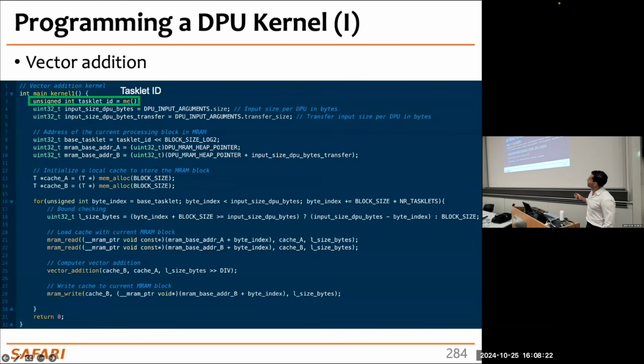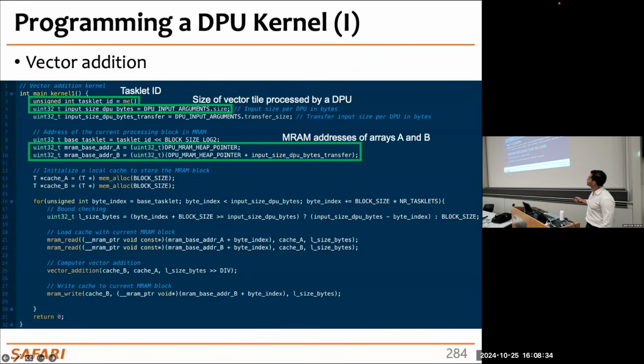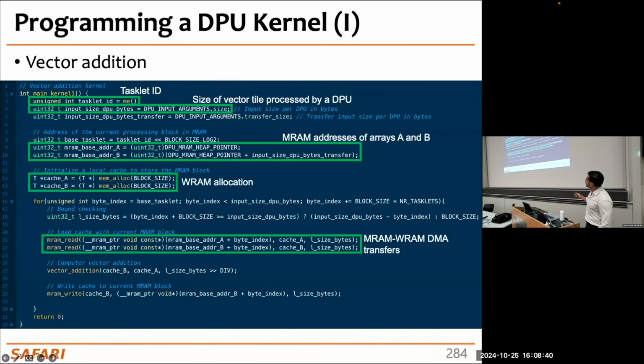So here we have the tasklet ID. This is similar to CUDA. So you have a task ID, for example. This is the tasklet ID for that given kernel. You tile the data to move it to the DPU. You do the allocations of the working RAM, and you have some data from the MRAM as well.